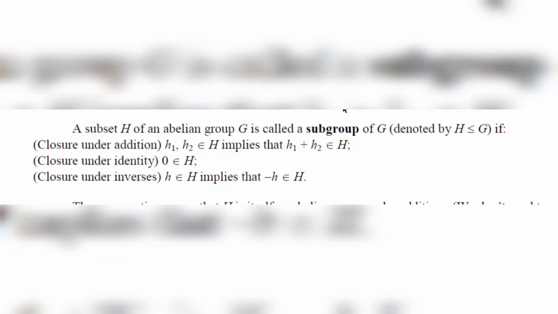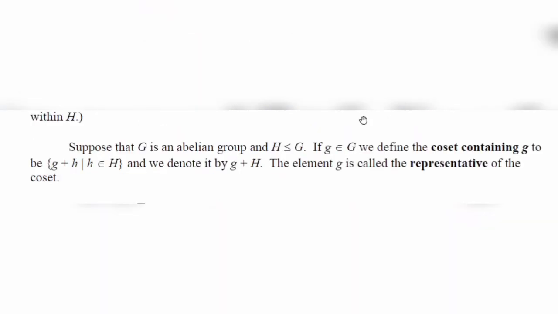These properties ensure that H is itself an abelian group under addition. We don't need to stipulate associativity because if addition is associative for all elements of G, it will certainly apply within H. Now let's move towards the next definition, which is a coset containing g.